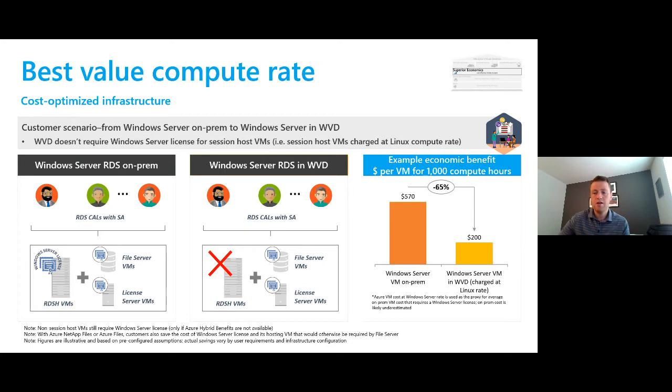And then with the RDS scenario that we've deployed before, this is really another key benefit around that Windows Server licensing. So in this scenario, you move the RDS deployment from on-prem into WVD. With on-prem, you still have to license Windows Server for each of your remote desktop session host VMs. But when you move it to WVD, again, you eliminate that need to bring your own Windows Server license, and every session host VM can be charged that base Linux compute rate in this scenario. So in this scenario, it's a 65% savings.